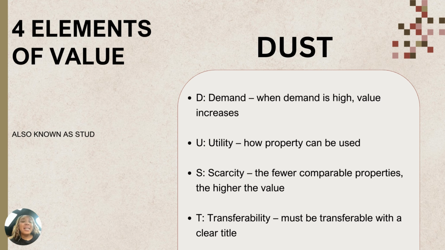You remember dust: demand, utility, scarcity, transferable. That's how you want to do it. As soon as you see it, go ahead and put that in order. And I believe you can know what it means. With transferability, it must transfer. The meaning is in the word. Demand is demand. For the U, you know how the property can be used. I don't think you will have a problem with that. But that is dust or stud. Like I said, I do dust, but if you have seen stud in other places, you can use that as well.